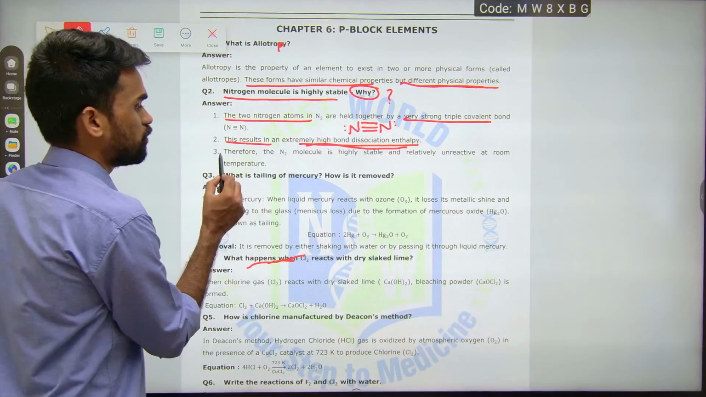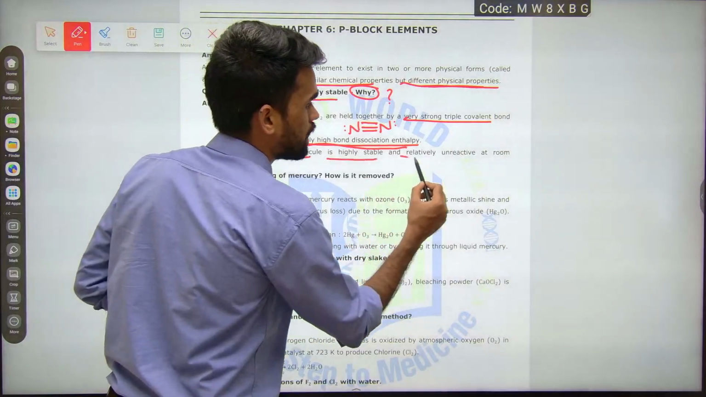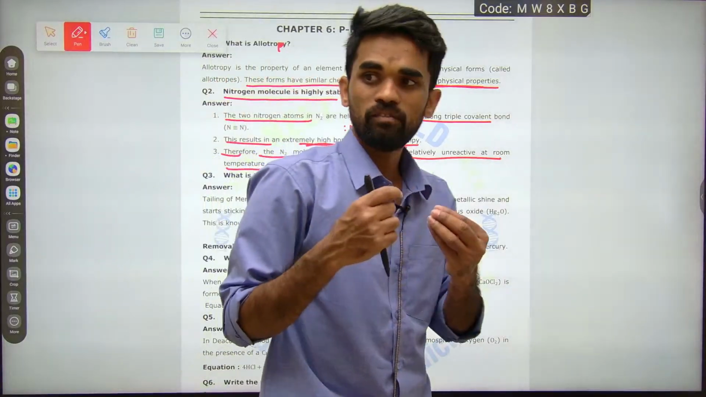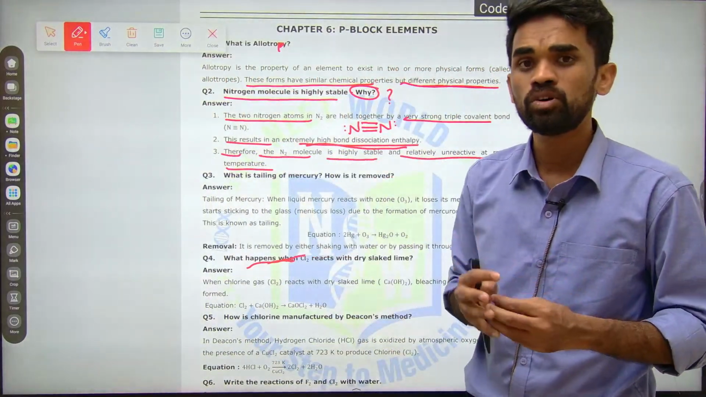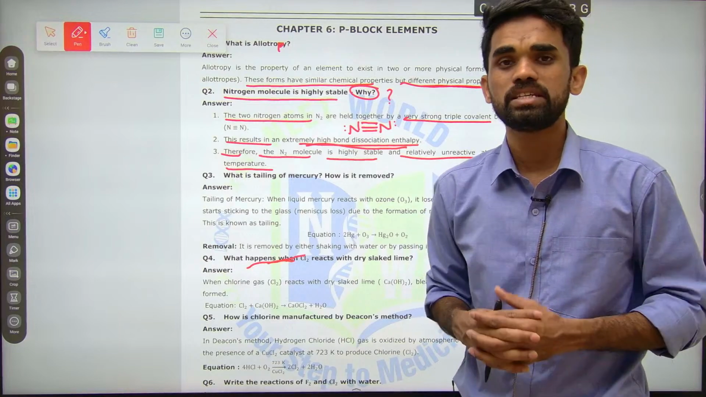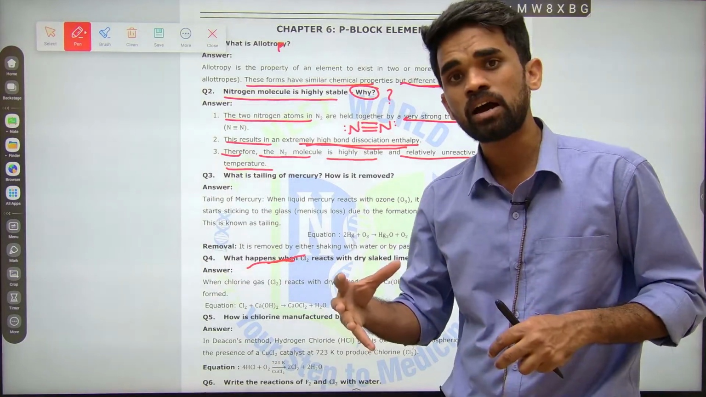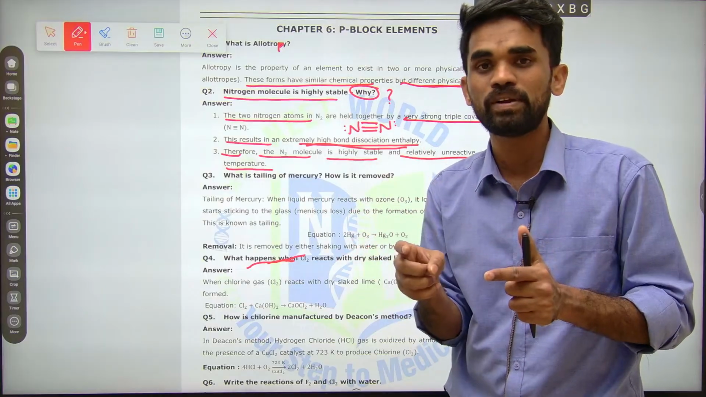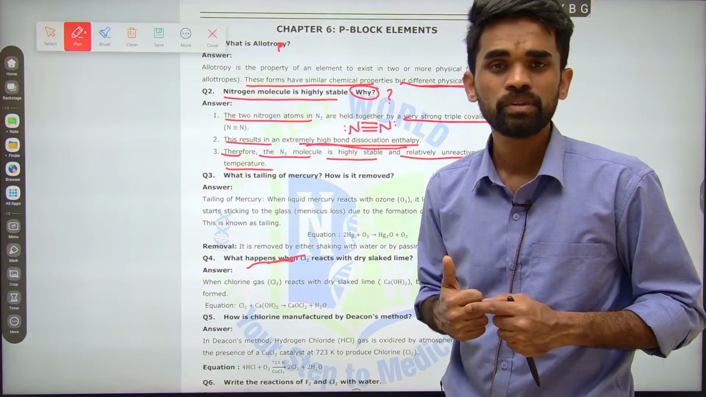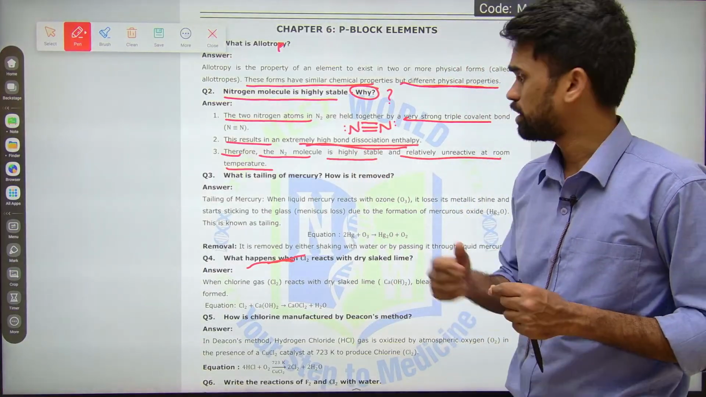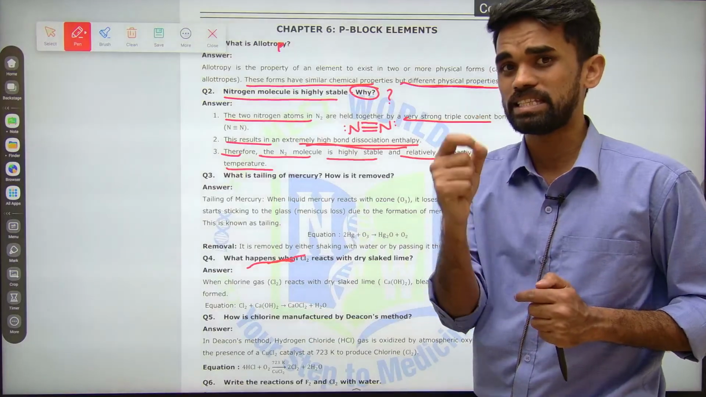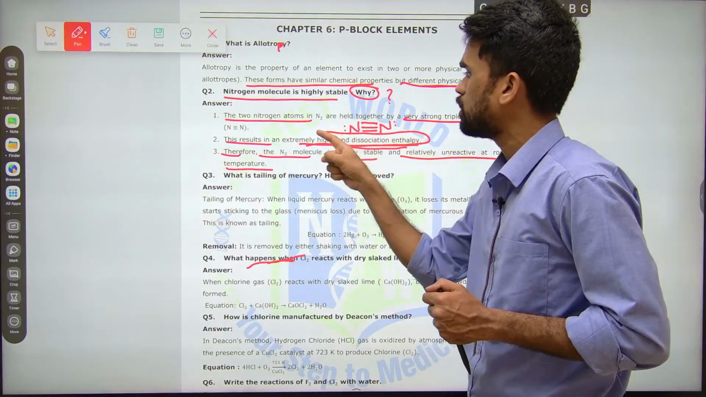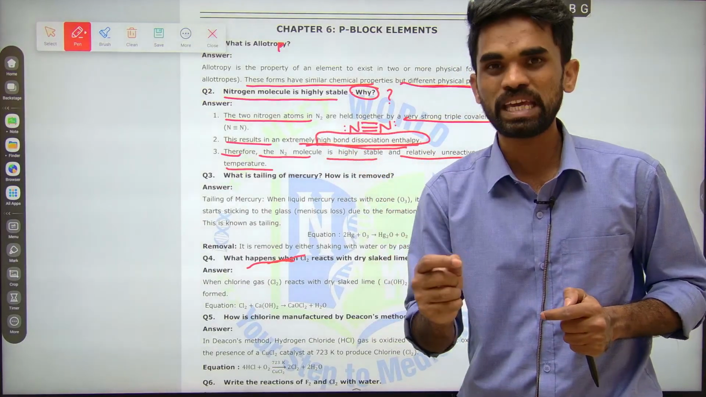Next, therefore, the nitrogen molecule is highly stable and relatively unreactive at room temperature. So nitrogen gas is very unreactive at room temperature. Therefore, it can be used in many daily life applications. If you see vehicles like a bus, the tire tube will be filled with nitrogen gas itself. This is one of the important examples that explains that because of its high bond dissociation energy only, nitrogen gas is used in vehicle tires and tubes, you can remember.